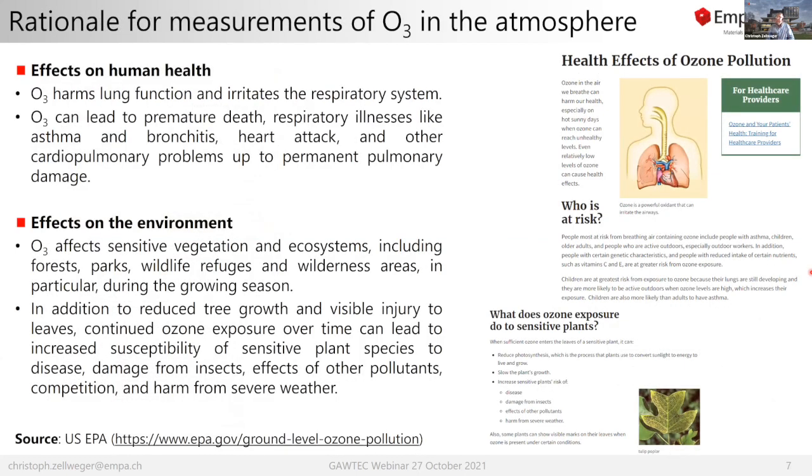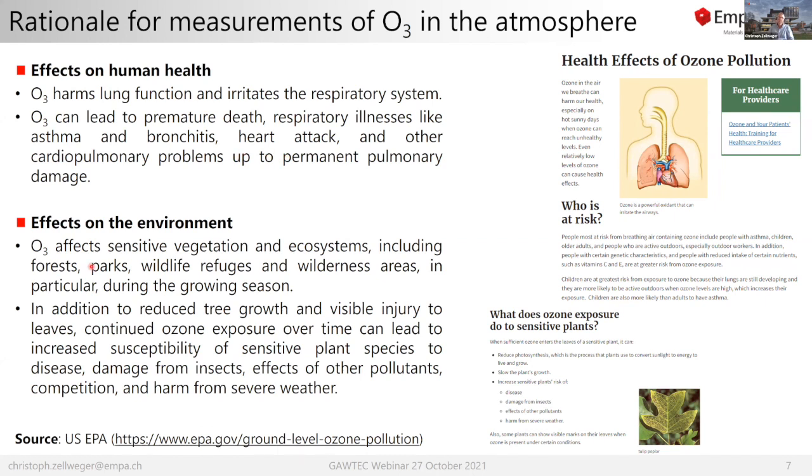So why do we measure ozone? I think we touched upon this already. It has effects on human health. It can harm lung function. It irritates the respiratory system. It can lead to premature death and illness like asthma and bronchitis, for example.